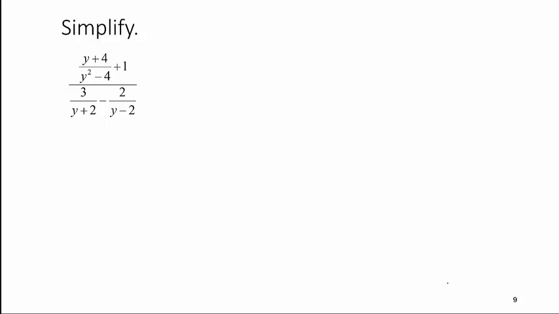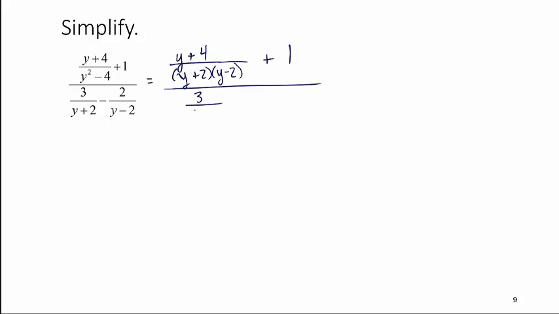Let's do one more. Okay, so we have y plus 4 divided by y squared minus 4, plus 1, all over 3 over y plus 2 minus 2 over y minus 2. Okay, so the first thing I'm going to do is factor that little denominator. y squared minus 4 is really y plus 2 times y minus 2, right? It's a difference of squares there. All right, so I want all of the denominators fully factored so I can determine what the LCD of all these little denominators happens to be.